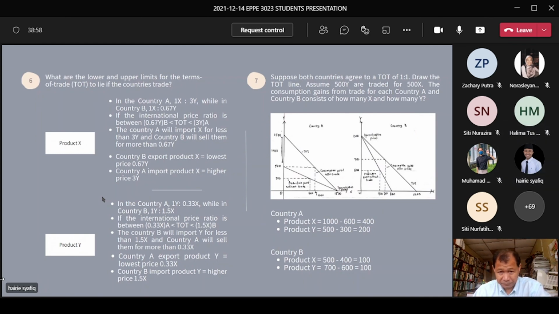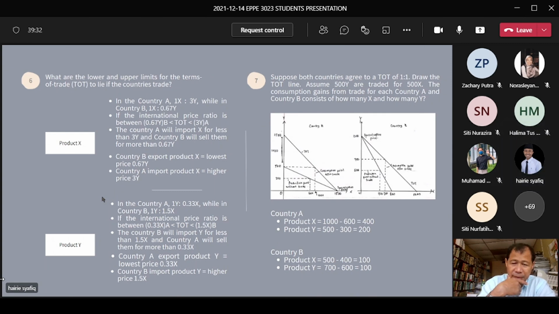Yes, sir, I can see, sir. Yes, for sure, I'm wrong. Sorry, sir. I will redo it again. Okay, may I continue, sir? Yes. And did you answer already the upper limit, lower limit just now? Yes, country A will import product Y at the lowest price 0.33X, and country B will export product Y at the higher price 1.5X.